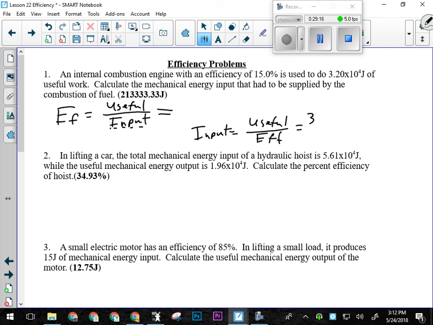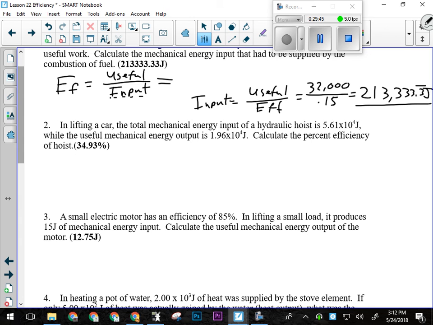All right, so we have 32,000 joules worth of work divided by 0.15. And when we do that, we should get 213,333.3 repeating joules worth of energy. So just a matter of manipulation here. That's all there is to this. How many people are done 2? Okay, let's go over 2 as well then.